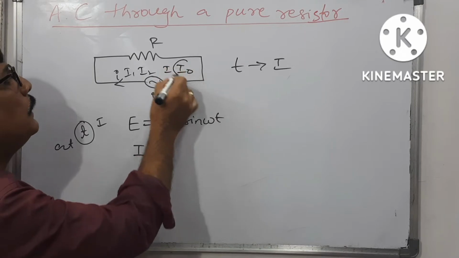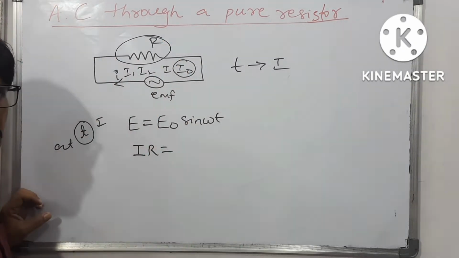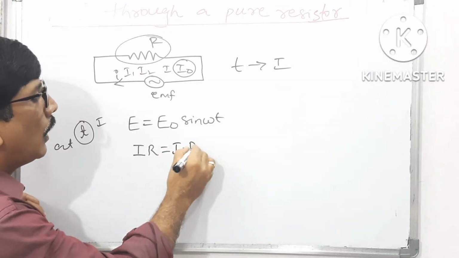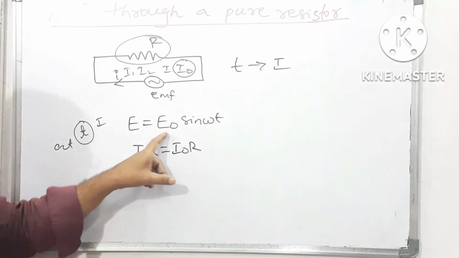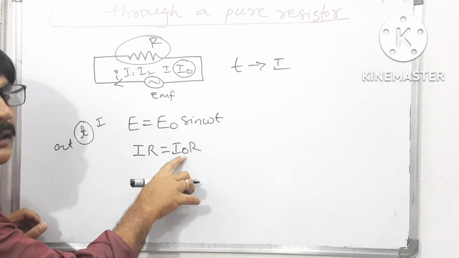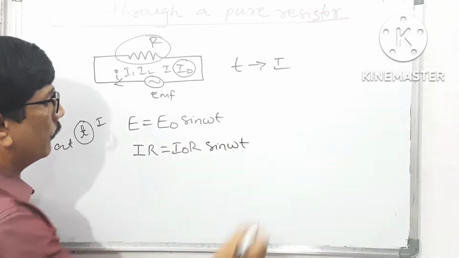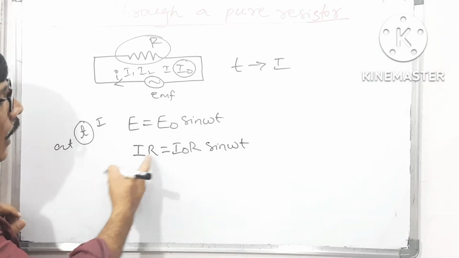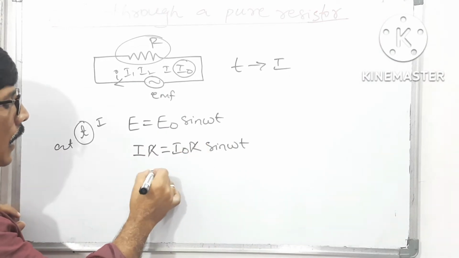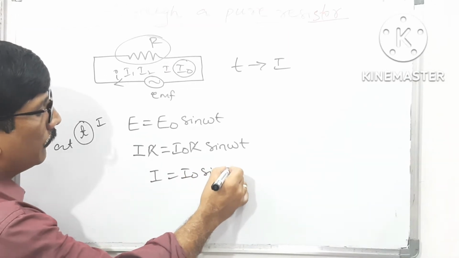After some time it becomes the peak value. The current may be changing but the resistance is constant. That's why you can write it as I naught into R. The peak EMF is nothing but peak current into resistance. The R is not changing but the I is changing. Then sin omega t. If you take R common here, then R gets cancelled. Then I is equal to I naught sin omega t.